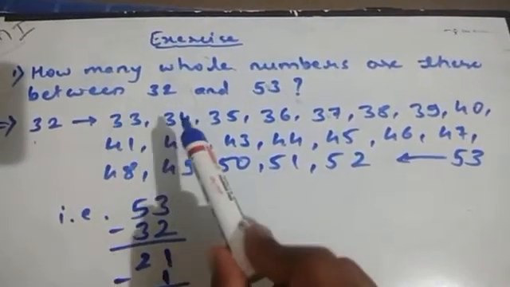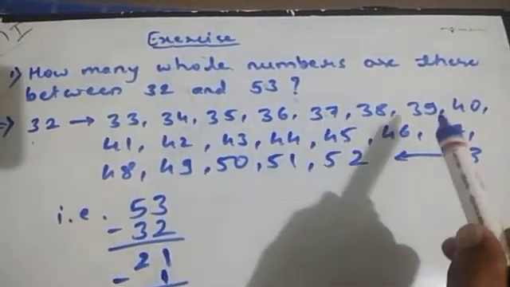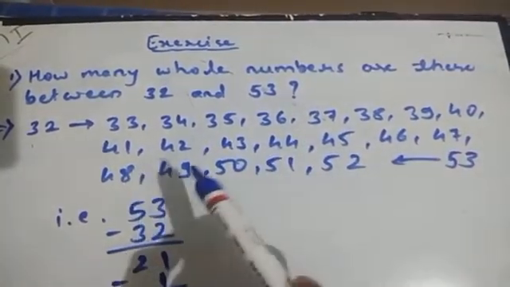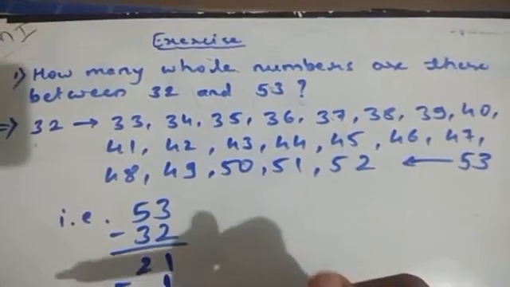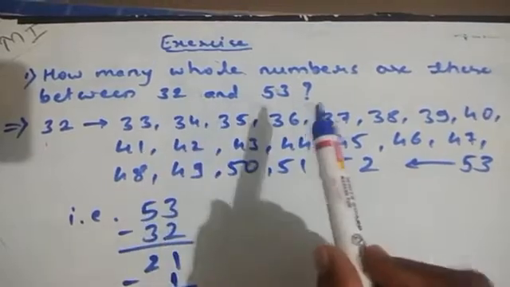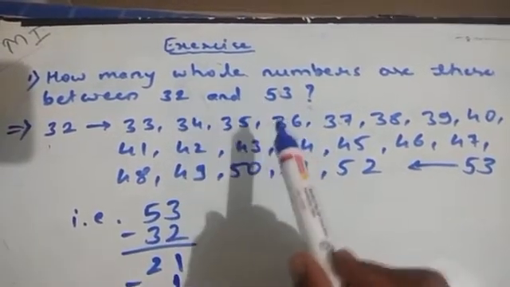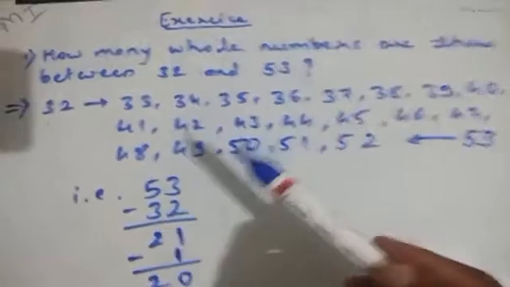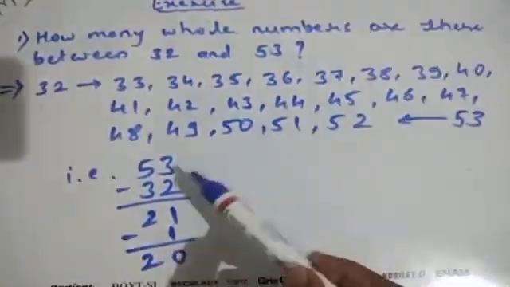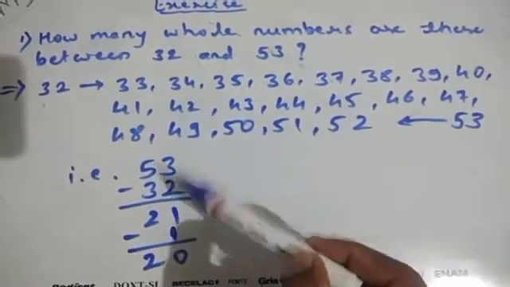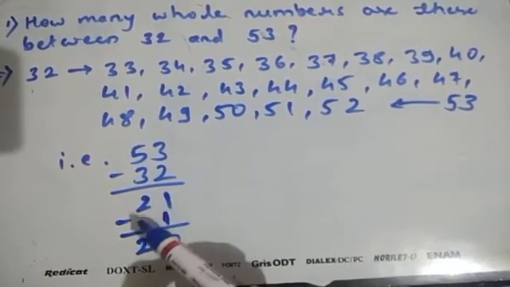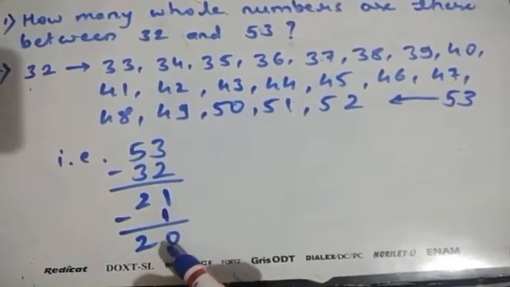Let's check. 1, 2, 3, 4, 5, 6, 7, 8, 9, 10, 11, 12, 13, 14, 15, 16, 17, 18, 19, 20. 20 numbers are there. In this way we can find out how many numbers lie between 32 and 53. But suppose the numbers are larger, then we have one more shortcut technique. Take the larger number, 53, then take 32 here. Now 53 minus 32 is how much? 21. And from that answer you subtract 1.